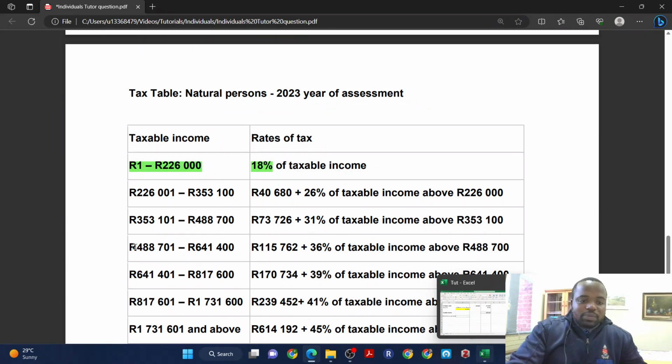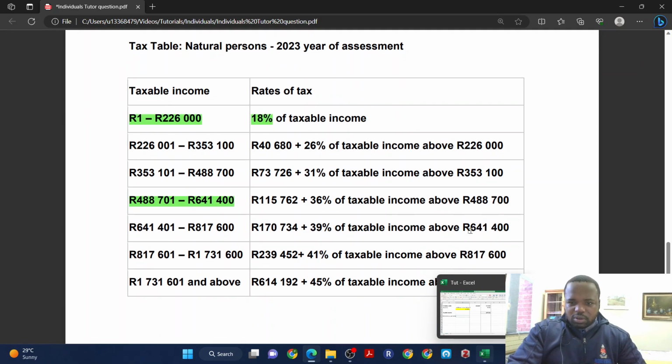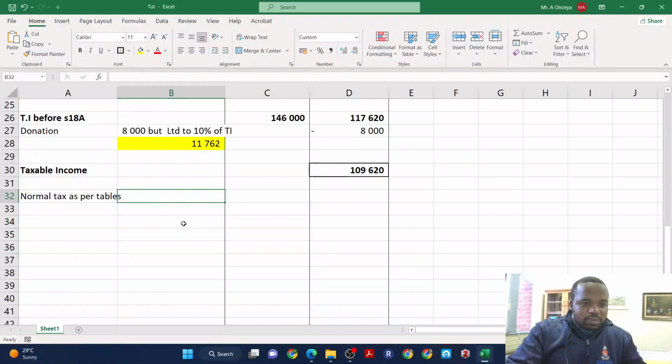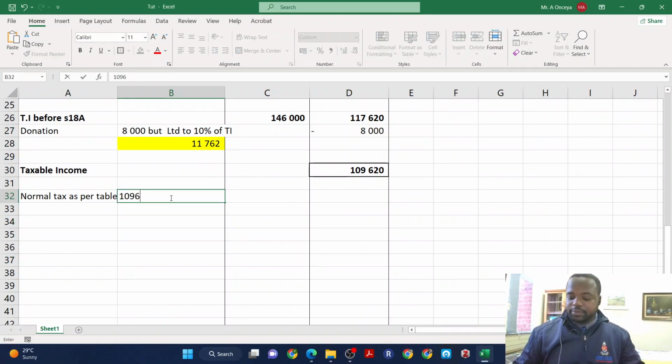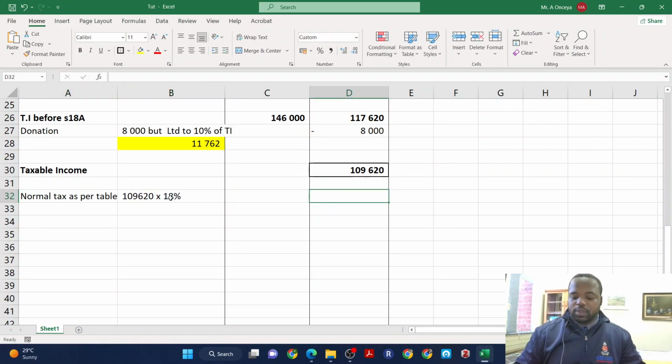If we had a taxable income of 600,000, then it would fall here, right? And then you say 115,762 plus 36% of the difference between the 600,000 and the 488,700. Okay, this table seems weird. Oh no, it's the recent one. Okay, I thought maybe this was last year's table. So easy peasy, right? 109,620 multiplied by 18%. That's the calculation.